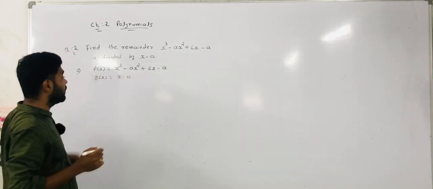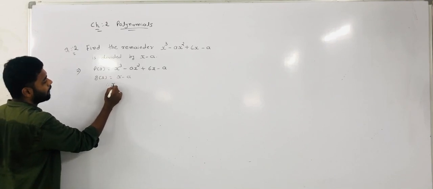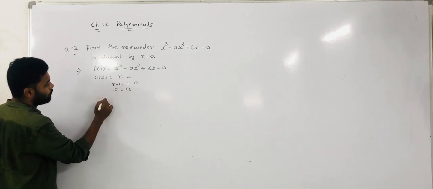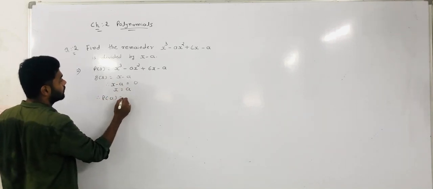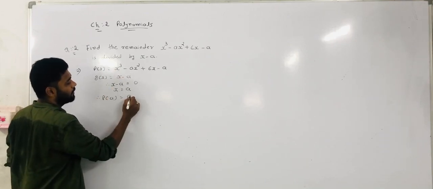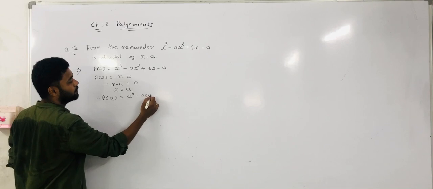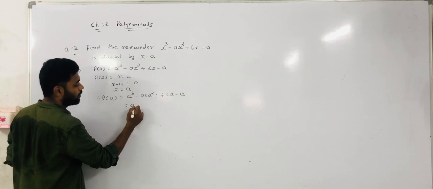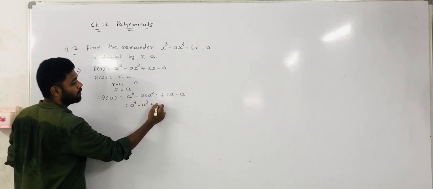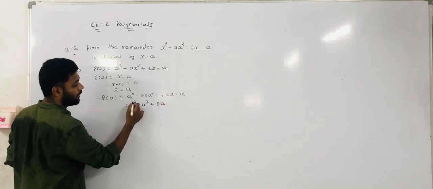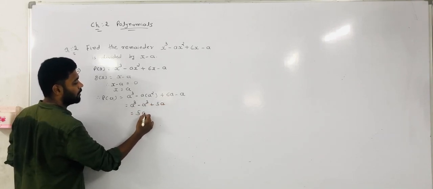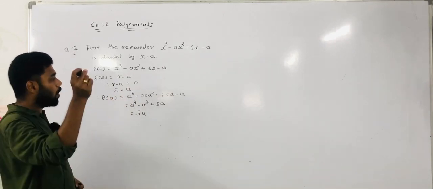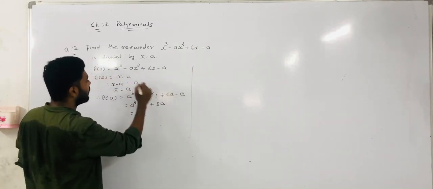We have to find the remainder, so we have to use the remainder theorem: compare the divisor with 0, so you will get x equal to a. Now find p of a. So in p of x, replace x by a, so you will get a cube minus a into a square plus 6a minus a. So a cube minus a cube plus 6a minus a, which is 5a. a cube minus a cube will cancel out, so the remainder is 5a. Same way, if you want to prove it using the long division method, then let's try the long division method.